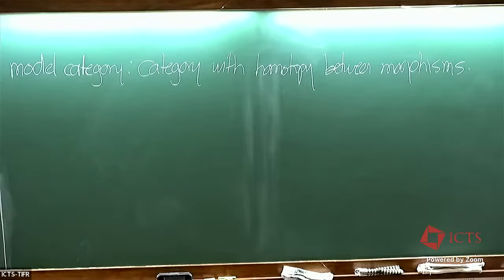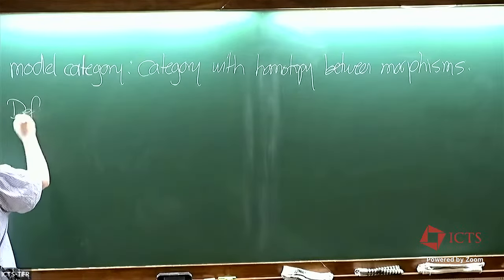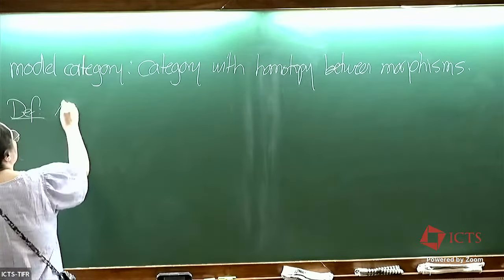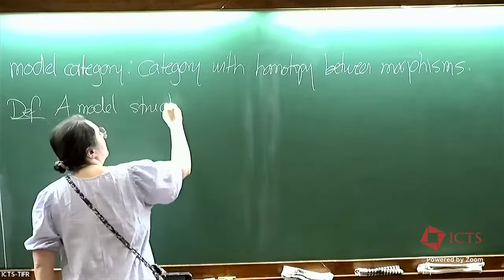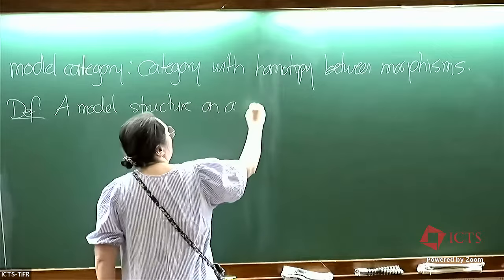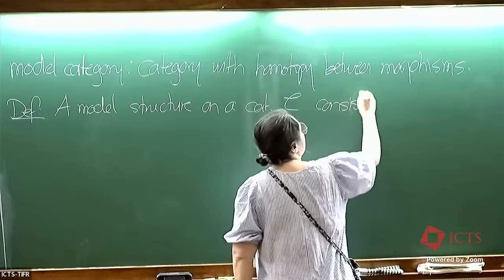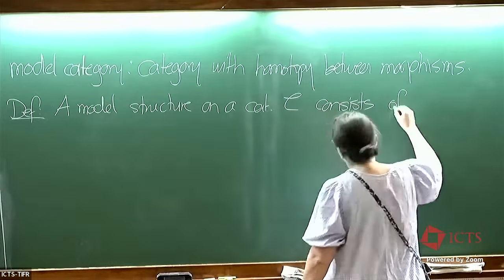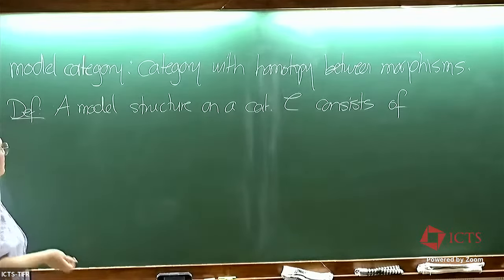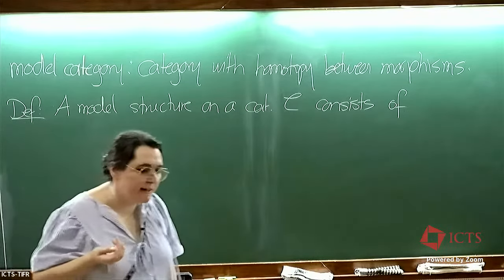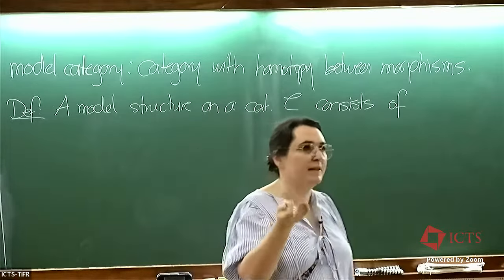So I'm not going to give you the full definition, just the bits that we actually need. So a model structure on a category C consists of the following data. So you have distinguished classes of morphisms. If you're fancy, you can say subcategories, because they're all supposed to contain the identity and be closed under composition.